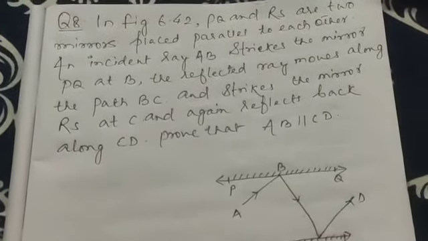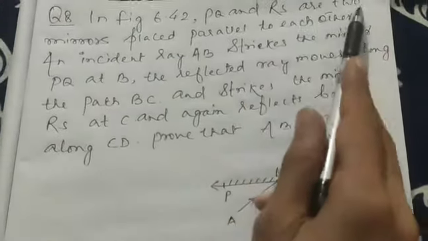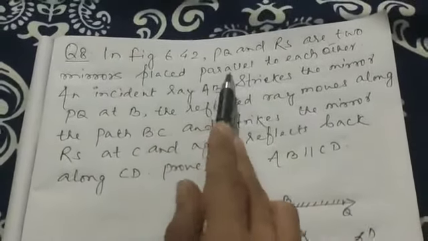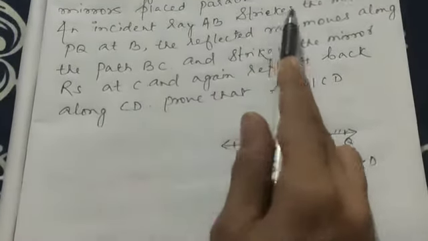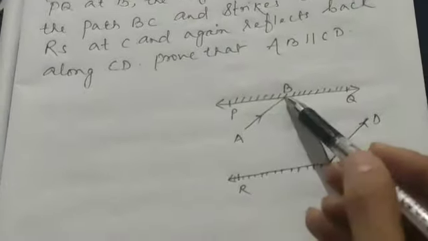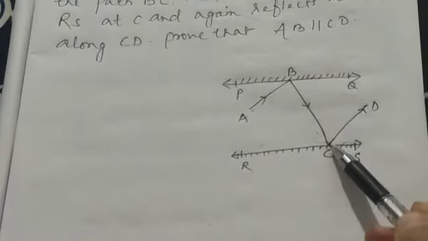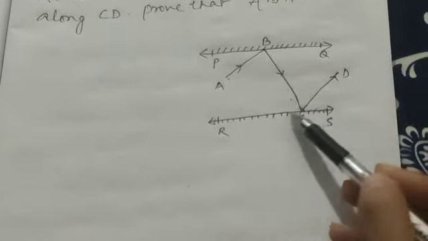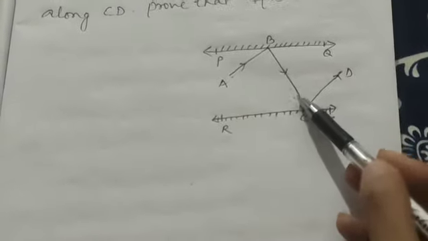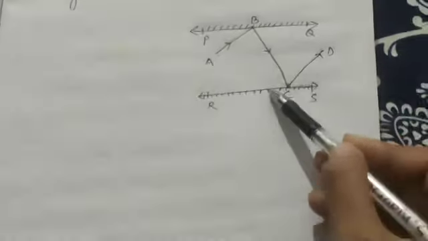So look here students, in this question it says in figure 6.42, PQ and RS are two mirrors placed parallel to each other. And incident ray AB strikes the mirror. See, this is the incident ray AB striking the mirror, and this is the reflected ray. Now this reflected ray again strikes another mirror, so for this mirror this is the incident ray and this is the reflected ray.